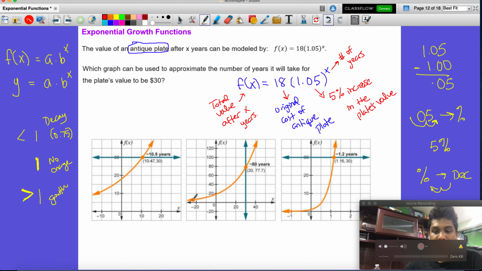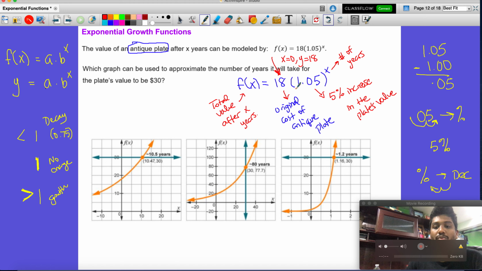Well, let's see now. Which one of these would it be? Well, we do know a couple of things. We know that this is the initial amount, okay? So on a graph, this should be occurring. This right here is our, when x is equal to 0, y is equal to 18.